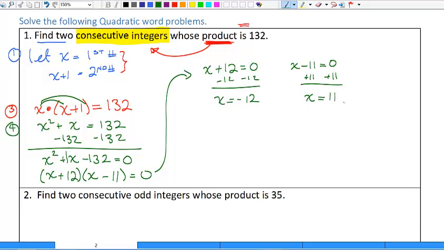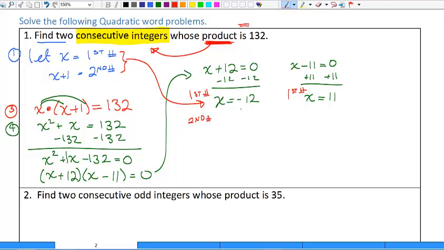Okay, now, are those my two consecutive integers? Well, negative 12 and positive 11 aren't consecutive at all. So what did I do here? Did I make a mistake? Well, no. I solved for x. And what is x? x was the first number. So these are basically two potential first numbers. So what I want to do now is see what the corresponding second number should be.